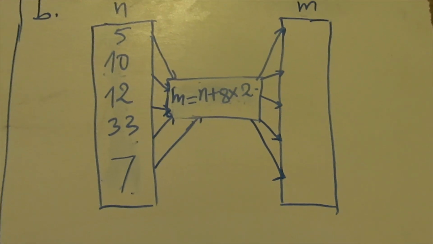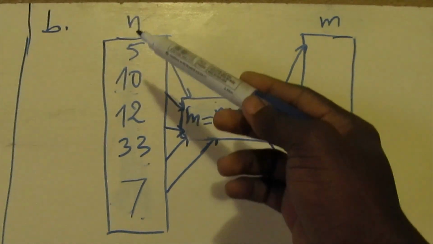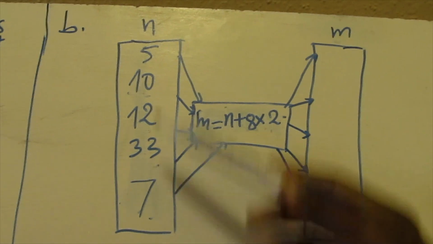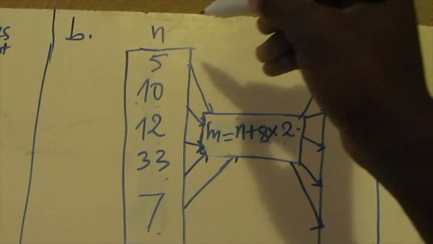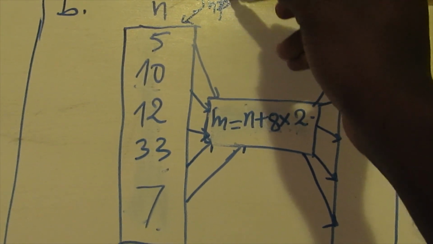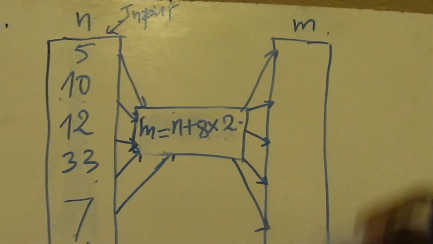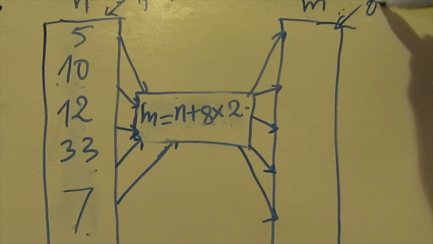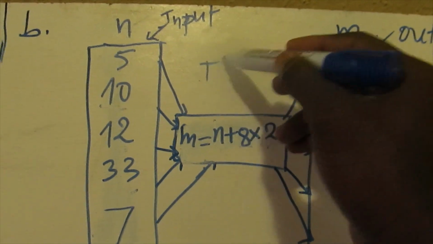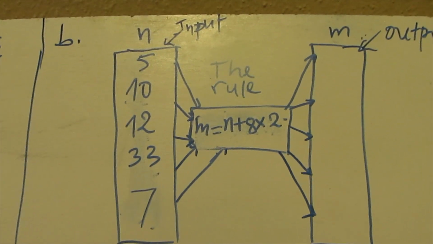So for this second example that we have here, input and output, we have the first column, which is N. This column here is for the input. And this M column here is for our output. Then in the middle we have the rule. So now we must look at the rule, what they ask.